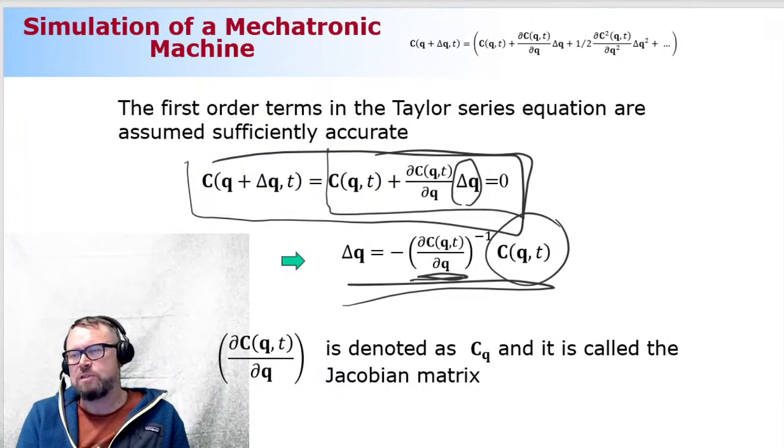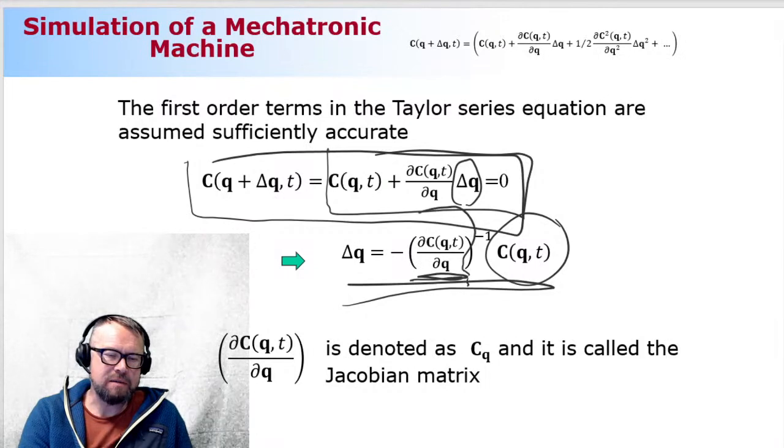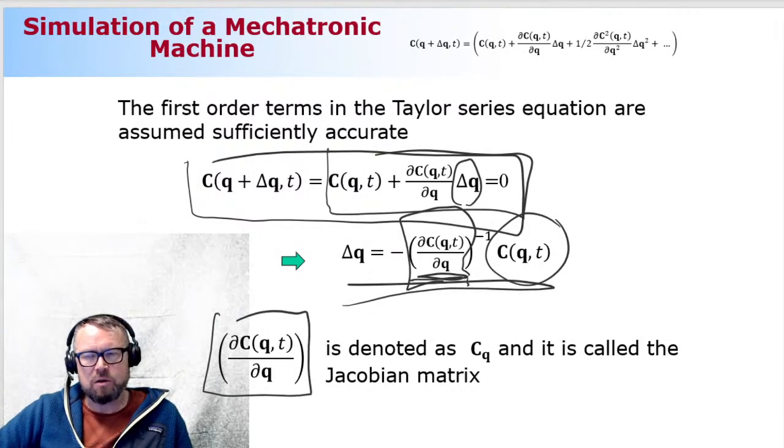But there is something we need to first take a look at in detail. This is this guy here, partial C, partial Q, which is called the Jacobian matrix. Basically, we are differentiating our constraints with respect to generalized coordinates, and that's called the Jacobian matrix.